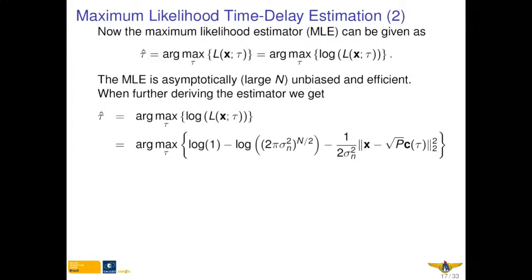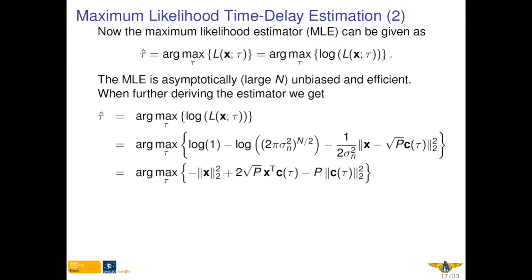The first term here is not dependent on tau, so we can neglect this, and we can also neglect this term, because it's also not dependent on tau. We're trying to maximize the function only with respect to tau. So now let's concentrate only on the third term here, which is the L2 norm of the vector. We have expanded this part into three parts.